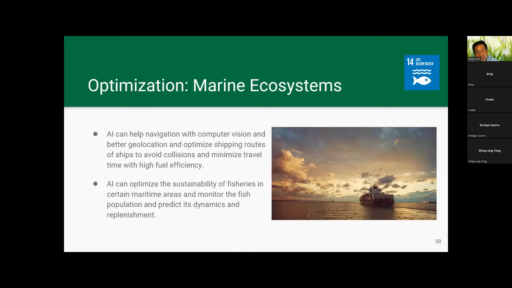For marine ecosystems, AI can help navigation with computer vision on satellites, better geolocation, and optimize shipping routes of ships. AI can optimize the sustainability of fisheries in certain maritime areas, and monitor the fish population and predict its dynamics and replenishment.